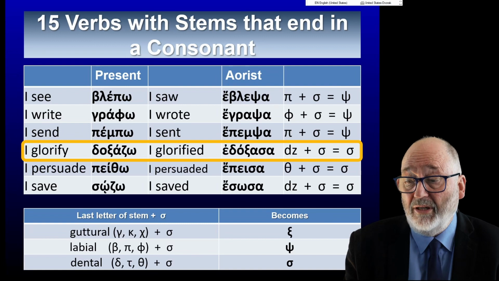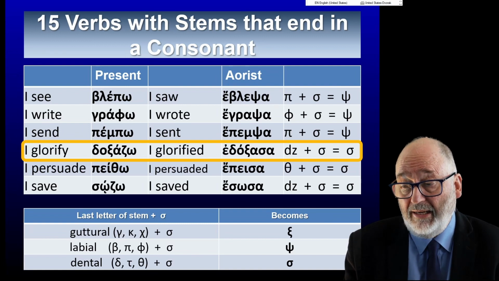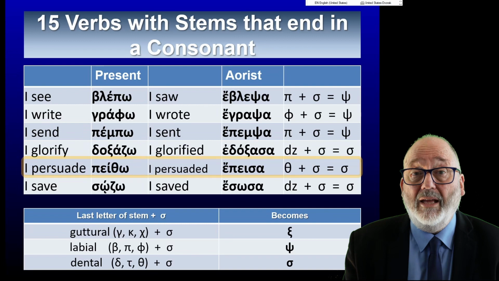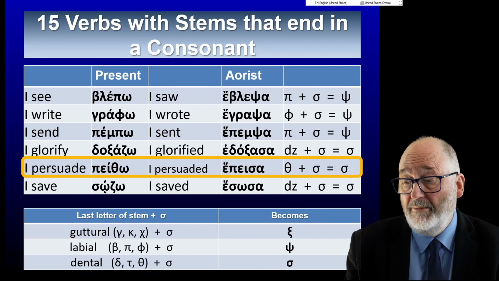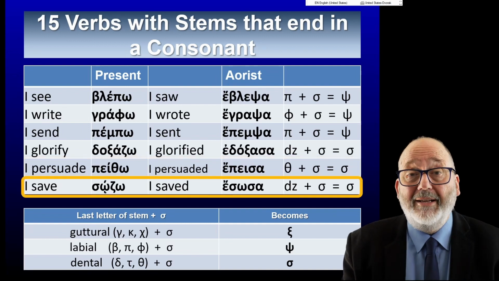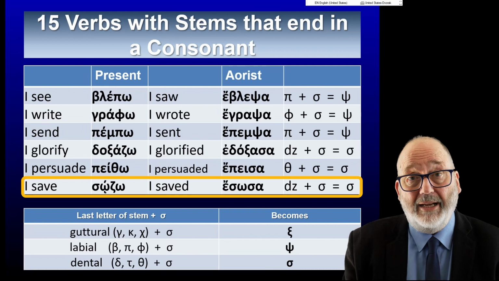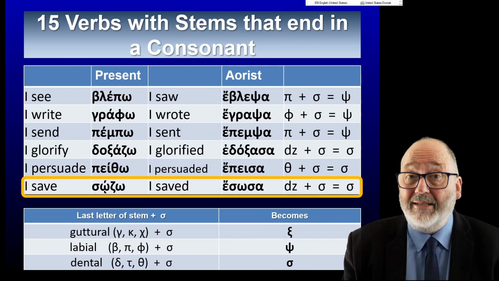So the aorist of doxazo is edoxasa. Peitho, the theta is a dental, so theta plus sigma disappears. So the aorist of peitho is epeisa. Sozo is another verb that ends with zeta, but here the zeta acts almost like a dental and disappears. Now there is one really tricky bit here.